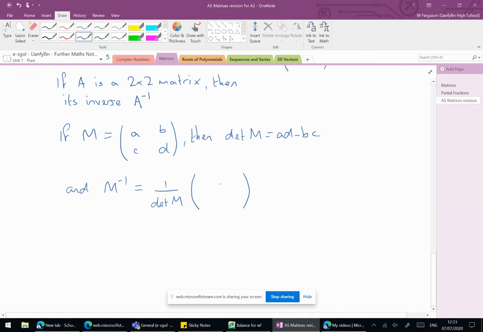alongside it here. And to work out what entries go in this 2x2 matrix here, what I do is I take the leading diagonal from the original matrix M. So that's the A and D there, and I swap them around. So that becomes D and A there. And then I look at the other diagonal where the B's and C's are. I don't swap those around, but what I do is I change the signs of both of them. Minus B and minus C like that. And that produces my inverse matrix.